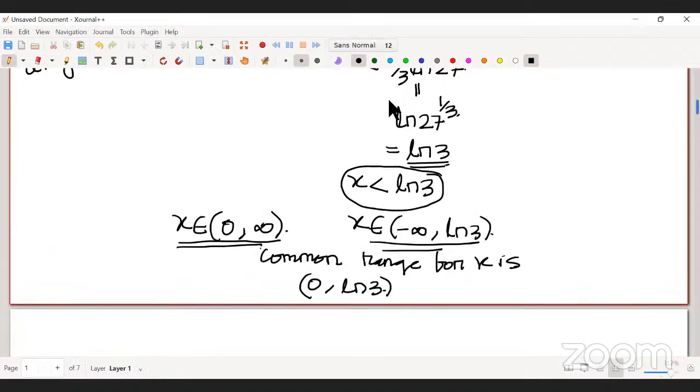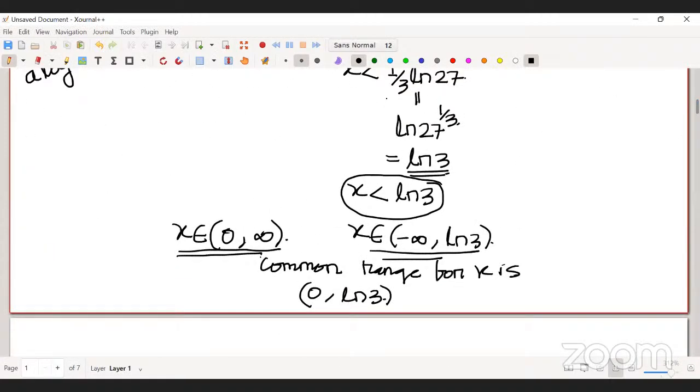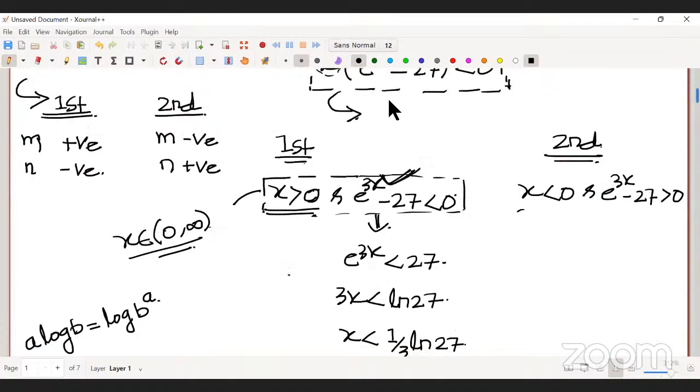So basically this is what we are getting. This is the range we are getting for the first case, right? Yes, sir. Case 1, for the first case. And the second case is not possible, you can check. This case is not possible.